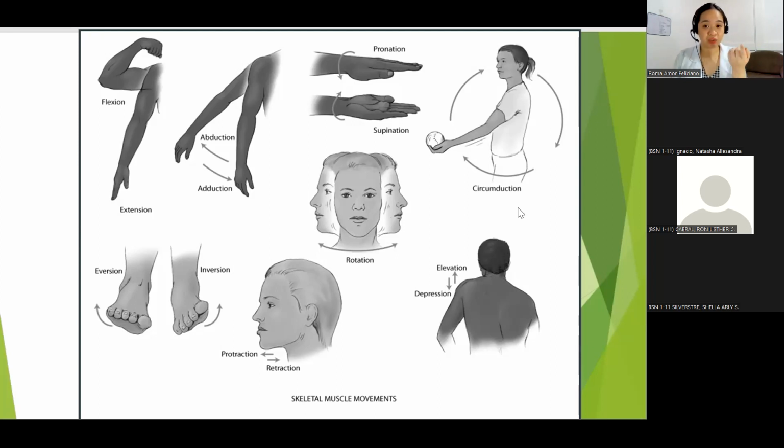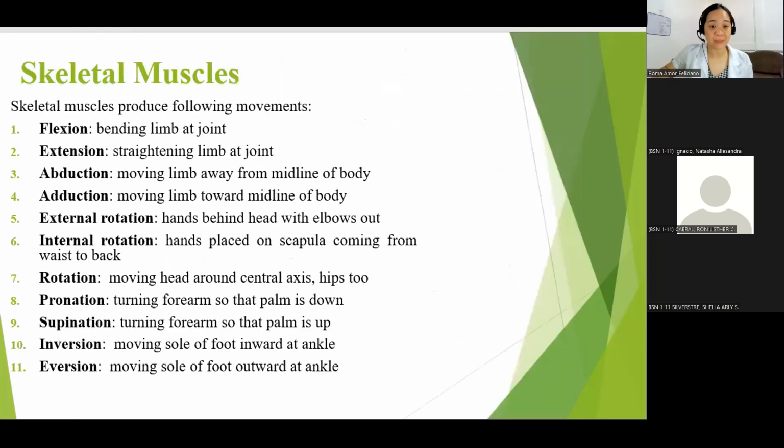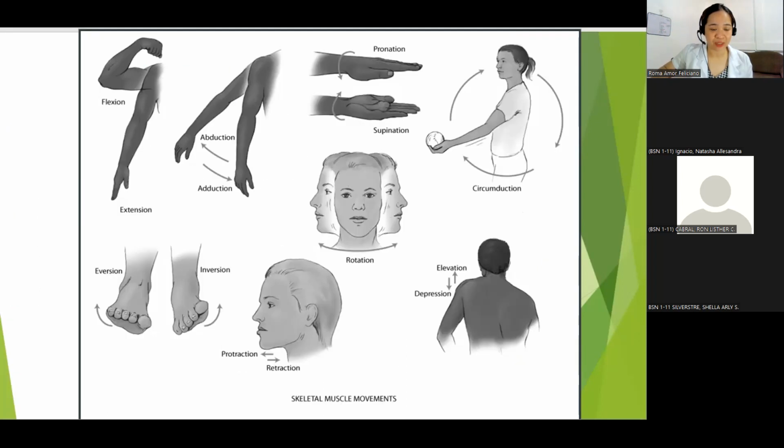So pag-aralan ninyo ito, class, kasi magkakaroon tayo ng recitation dito. Show me what flexion is, extension, abduction, adduction, pronation, supination, circumduction, eversion, inversion, rotation, protraction, retraction, elevation, and depression. So those are some of your skeletal muscle movement. Ito yung definition natin kanina.